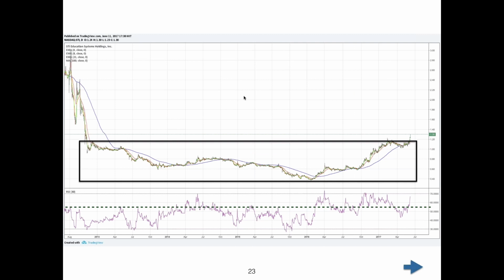Price consolidated within a box for 5 years. The high was at 117 in December 2012, and the low was at 36 in January 2016. Two bullish divergences were spotted during this consolidation, one in 2014 and the other in 2015.